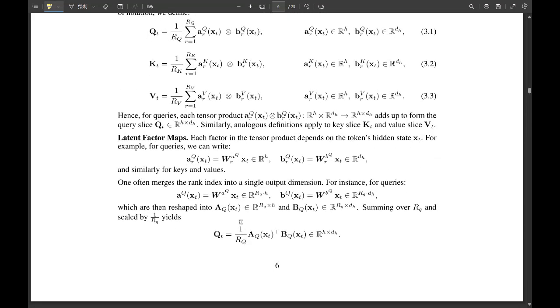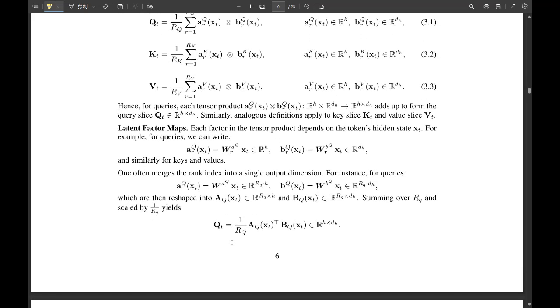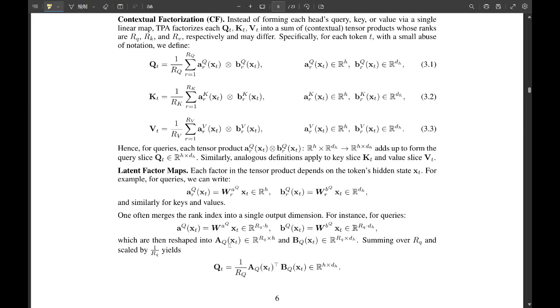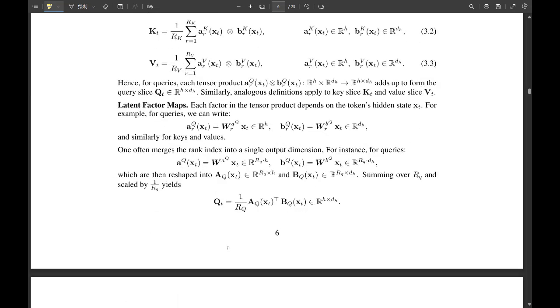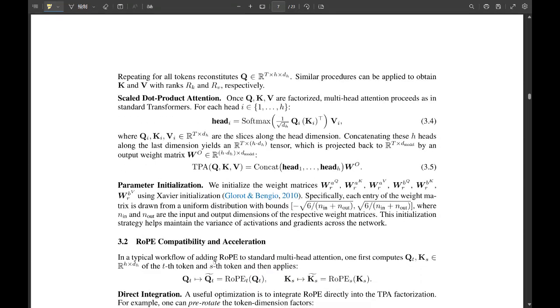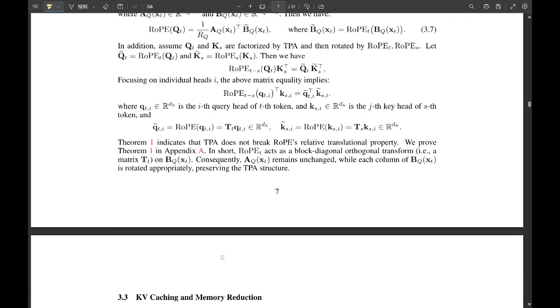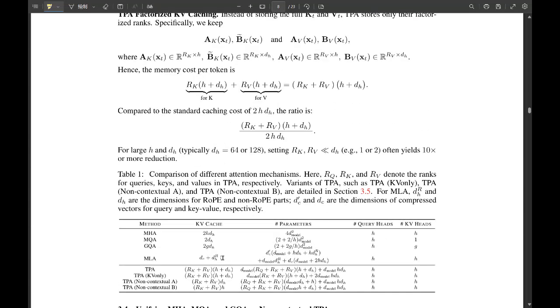Picking up where we left off. Let's look at these results and see how TPA actually performed. You mentioned that it consistently matched or even outperformed those baseline models. That's a bold claim. So what exactly were they measuring to make that assessment? Well, they used perplexity as one of their key metrics.